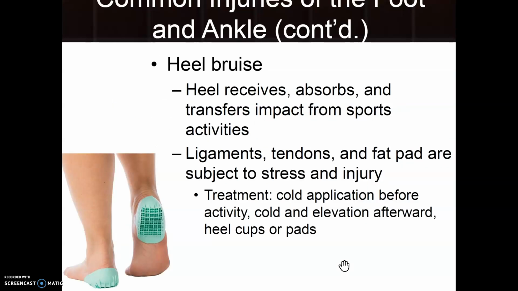Heel bruises, so a lot of pressure, a lot of stress occurs at the heel. There is a fat pad that occurs naturally below the calcaneus, but when that fat pad is pinched between the calcaneus and a hard surface, bruising can occur. Ligaments, tendons, and fat pads are subject to stress injury. Treatment, PRICE, and then these heel cups are very supportive, and they take a lot of that compression force away.